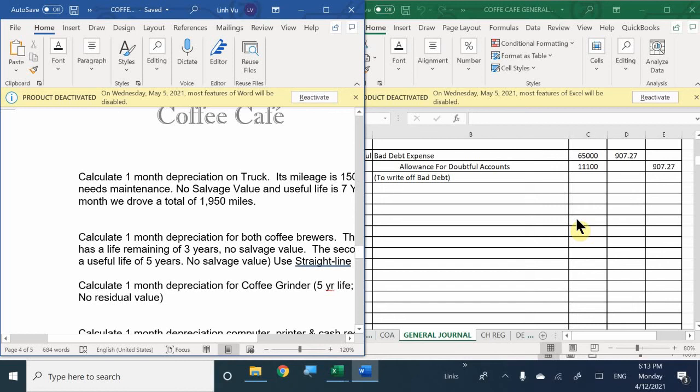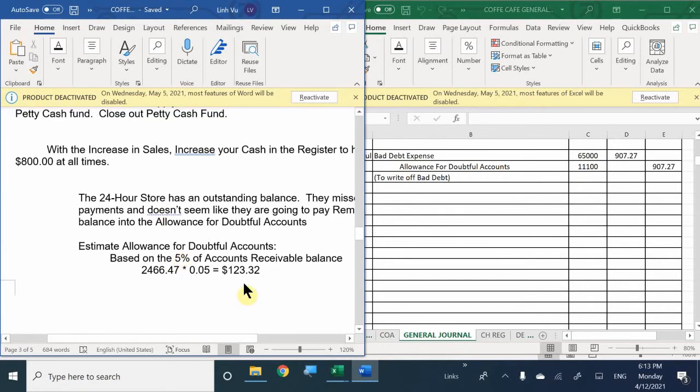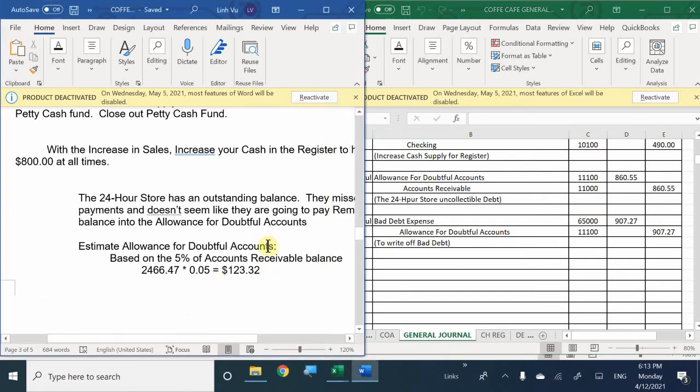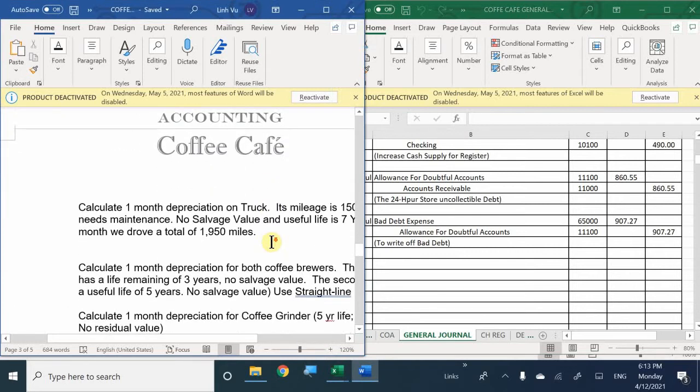Okay, so this is where we left off, right? We completed our transaction right above. We calculated the allowance for doubtful accounts for the 24-hour store. They defaulted on their payments, and we also calculated our bad debt expense that we are writing off. So once again, bad debt expense of 907.27. All right, so now we can go ahead and continue on with our depreciation.